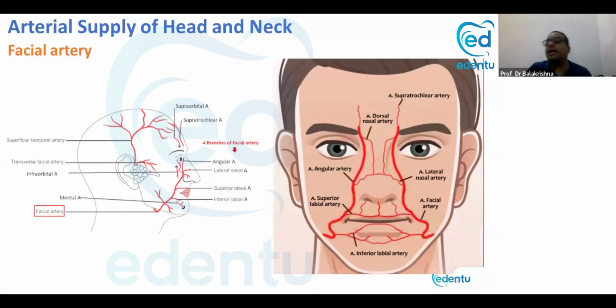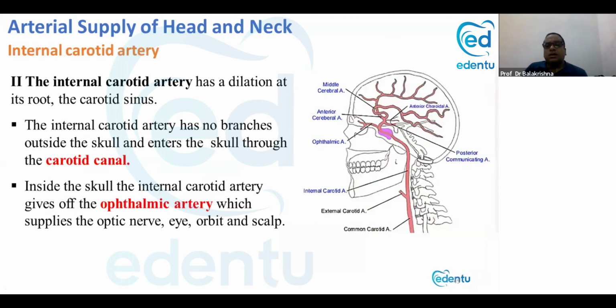So facial artery has got a course in the neck, that is called cervical course. Please understand, cervical means neck. So it has got cervical course where it has got 4 branches, right? And then in the face, it has got 3 branches: lower labial, upper labial, lateral nasal. Then coming to external carotid artery, it has got 8 branches. You have to study facial artery and maxillary artery in detail.